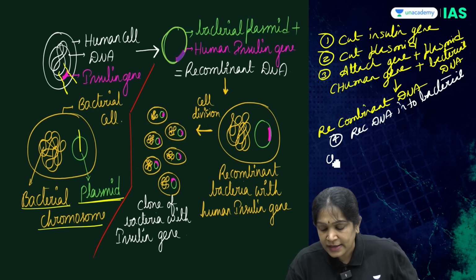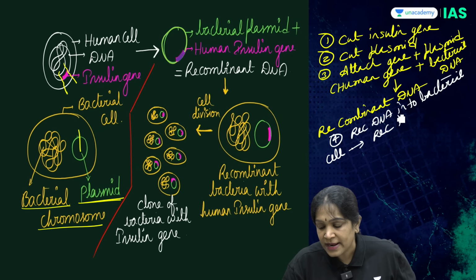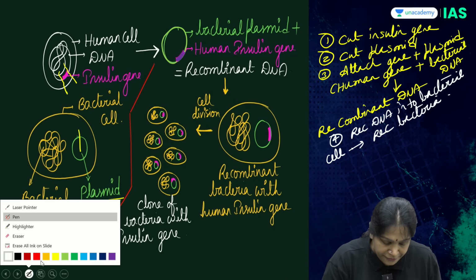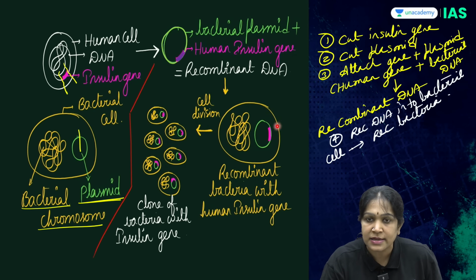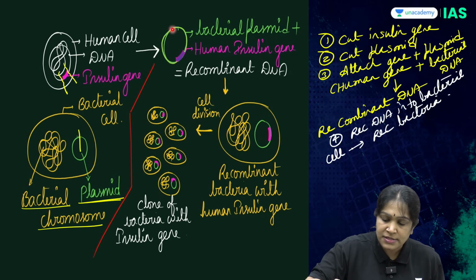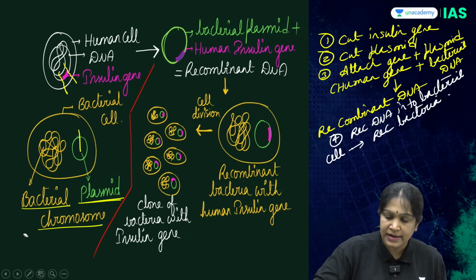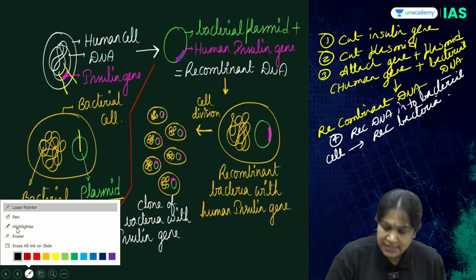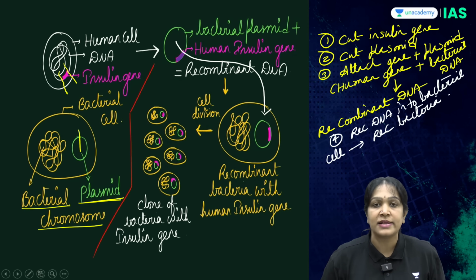Insert the recombinant DNA into the bacterial cell. This will form recombinant bacteria. Look at what we have done here. We inserted that recombinant DNA into the bacterial cell. If you observe, this recombinant DNA is now inside the bacterial cell.